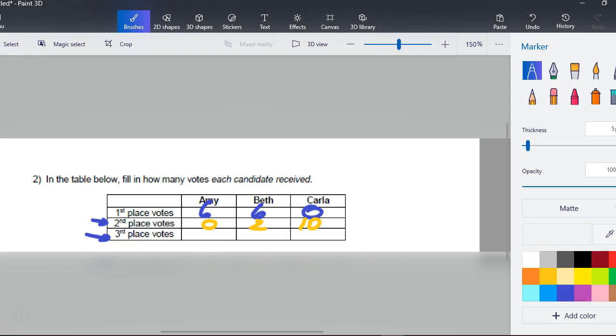So our 642, that was 6 for Amy, and I was going to use a different color. That was 6 for Amy, 4 for Beth, and 2 for Carla. We have completed question 2. Go read the next part, which says practice, and go ahead and complete question 3 before watching the video or continuing with the video.